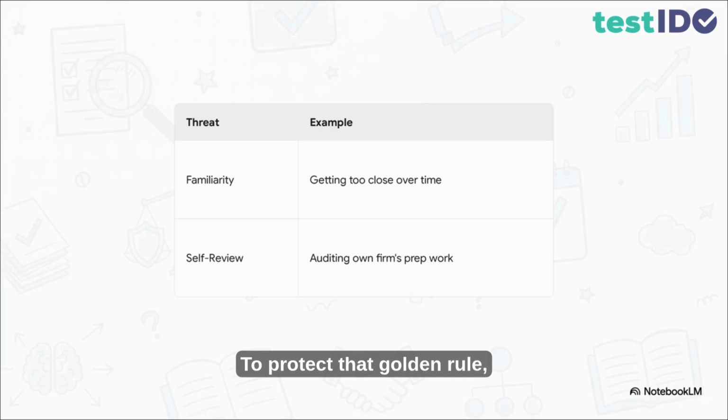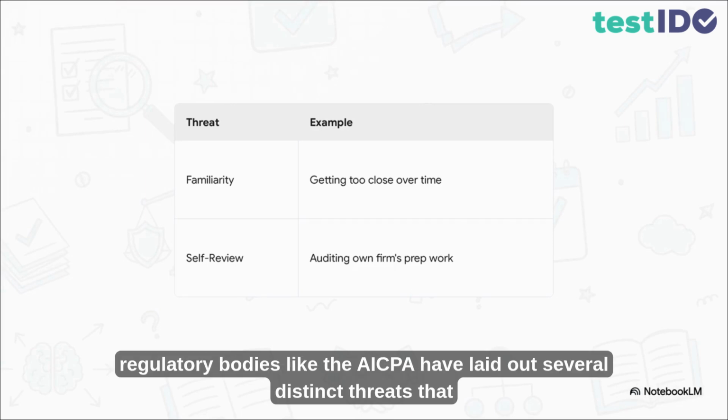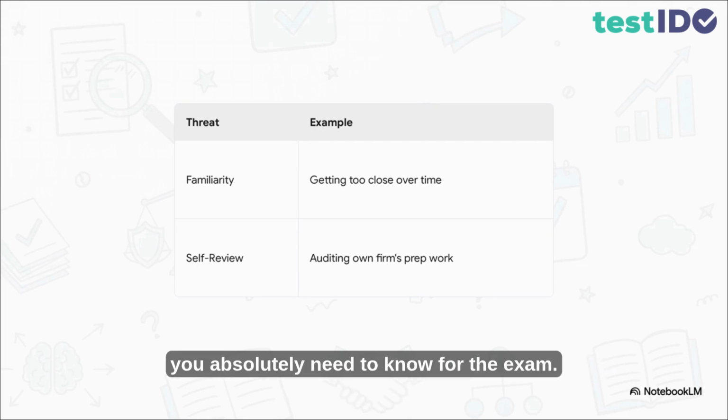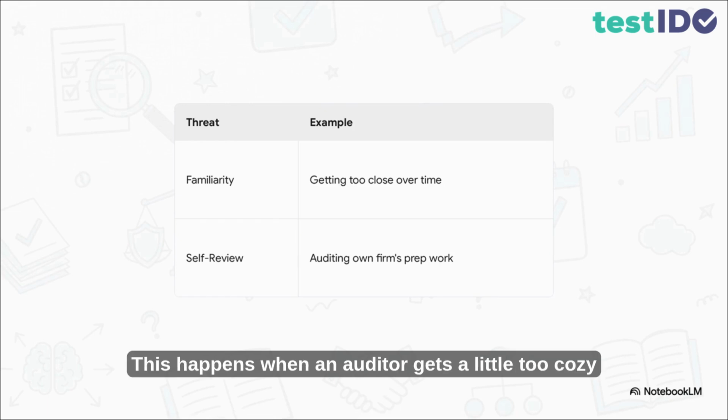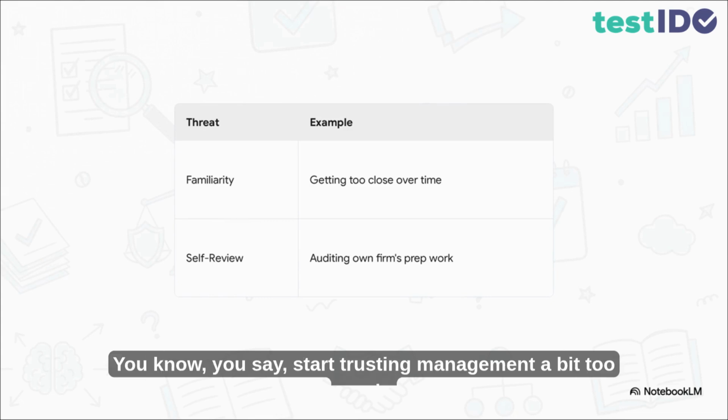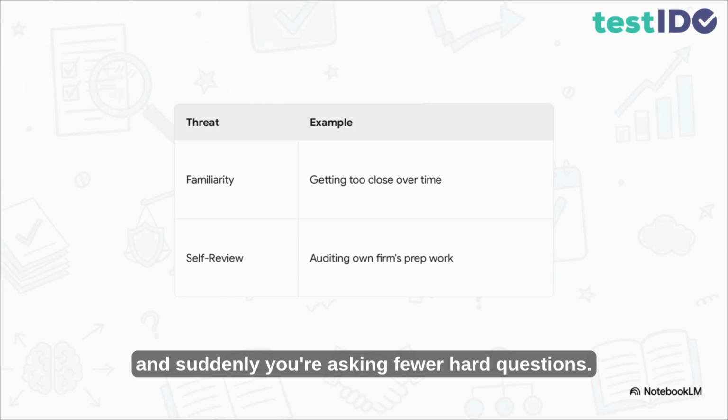To protect that golden rule, regulatory bodies like the AICPA have laid out several distinct threats that you absolutely need to know for the exam. Let's look at two of the biggest traps. First up is the familiarity threat. This happens when an auditor gets a little too cozy with a client after years of working together. You start trusting management a bit too much, and suddenly you're asking fewer hard questions.